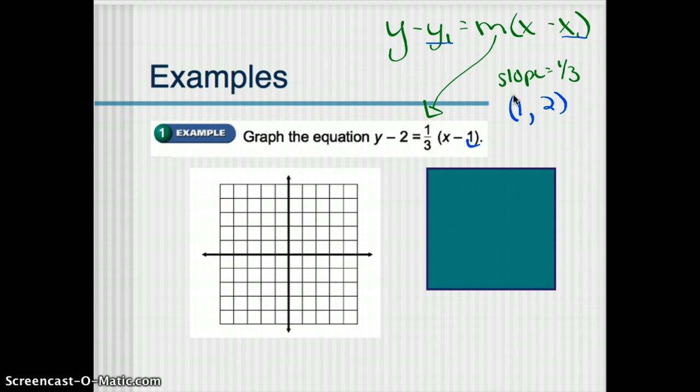So to graph an equation like this, the first thing you'd want to do is start at the point (1, 2) and graph it. And then use the slope 1/3 so that, remember, I'm going to rise 1, run 3. Or I could do it the other way, like down 1 over 3 this way. Okay, I've graphed my equation, and I've done it by finding that it goes through the point (1, 2) and locating the slope of 1/3.